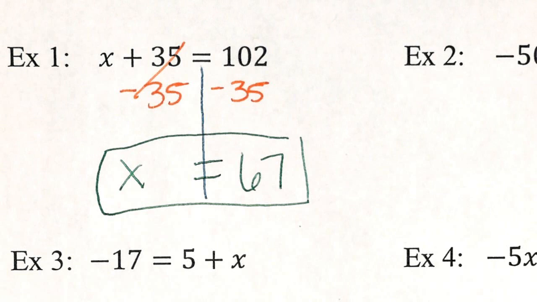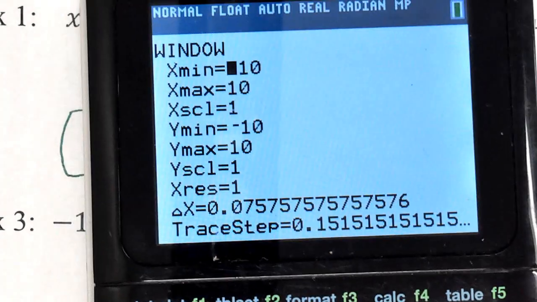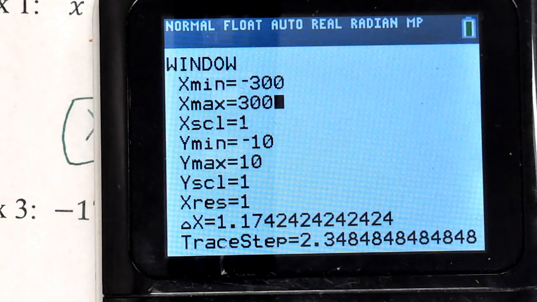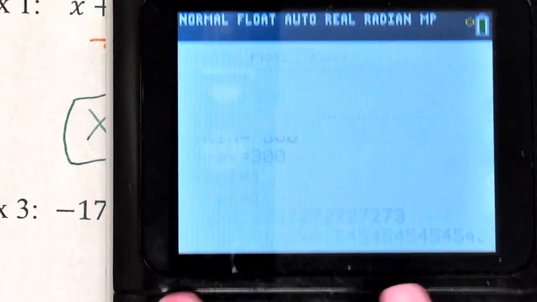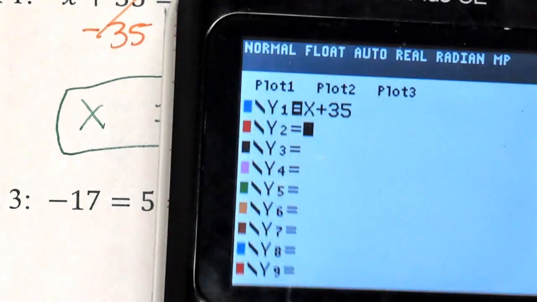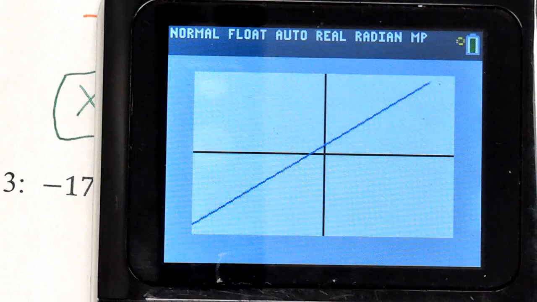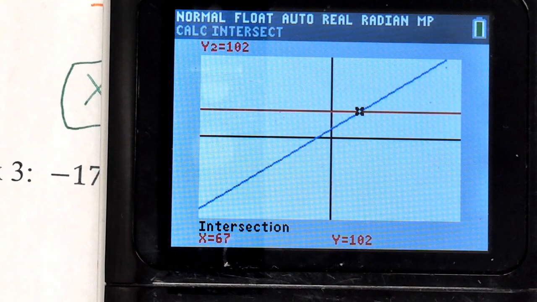So if I wanted to do that, the first thing I would do is check my windows, make sure they're set big, which you can see mine aren't. So negative 300, positive 300, negative 300, positive 300. And then go to y equals, put the left side, so x plus 35. Put the right side, 102. Second trace, option 5. Wait for its graph. Don't freeze it up. Enter, enter, enter. Did I get the answer that I just got?